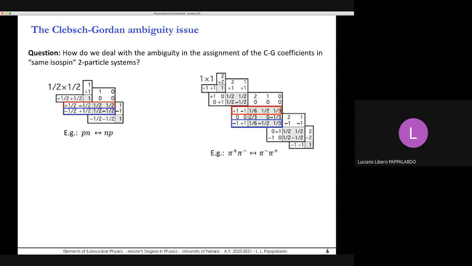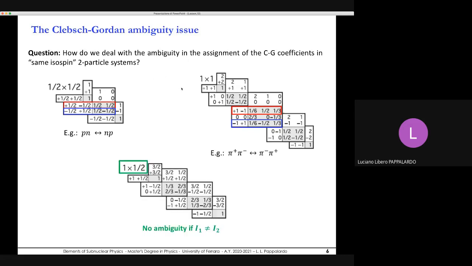A similar problem we have, for instance, for a 1 times 1 system, so for instance, pi plus pi minus systems. Again, we have a situation where when you swap the order of the two, you get a different sign in one of the Clebsch-Gordan coefficients. And this problem you can generalize for any same isospin two-particle systems. I just pick up two examples here. Whereas if you take a system with different isospin, there is no ambiguity at all. There is no problem in this case. So the problem is only when you have two same isospin systems.